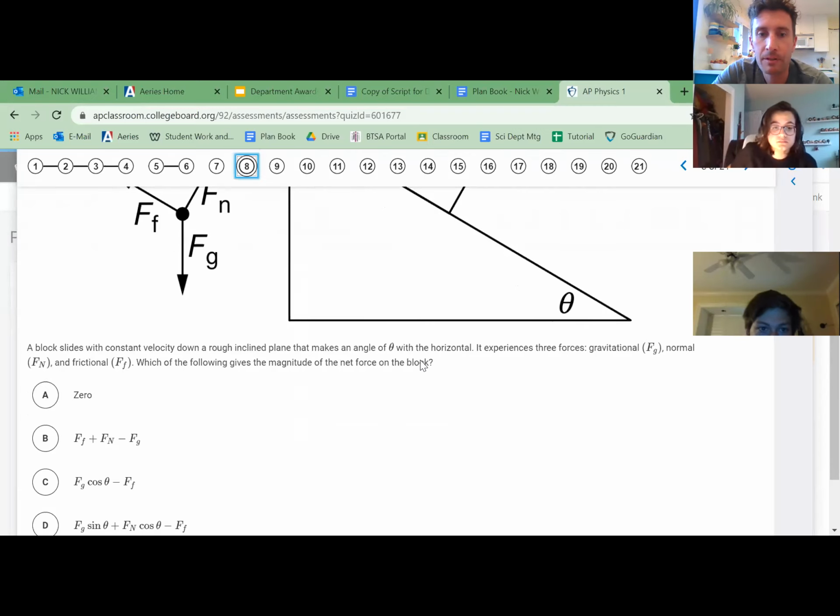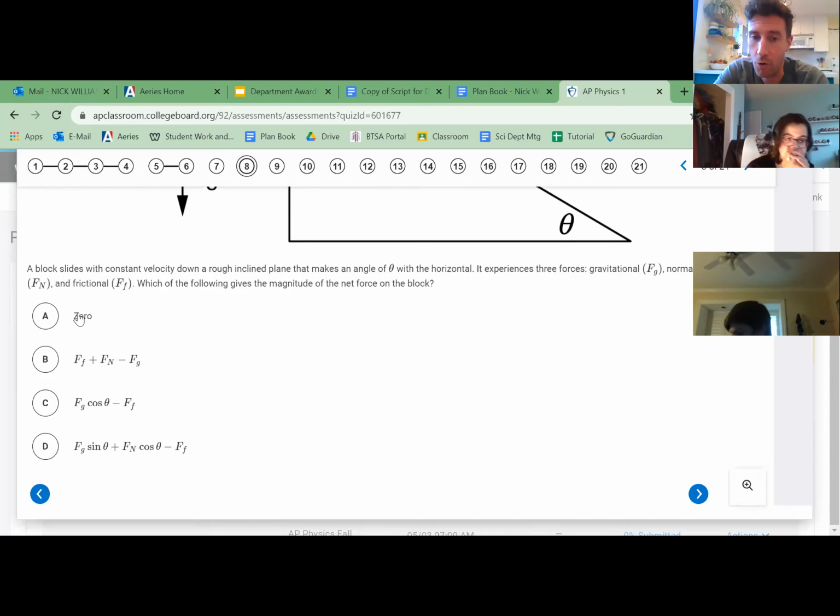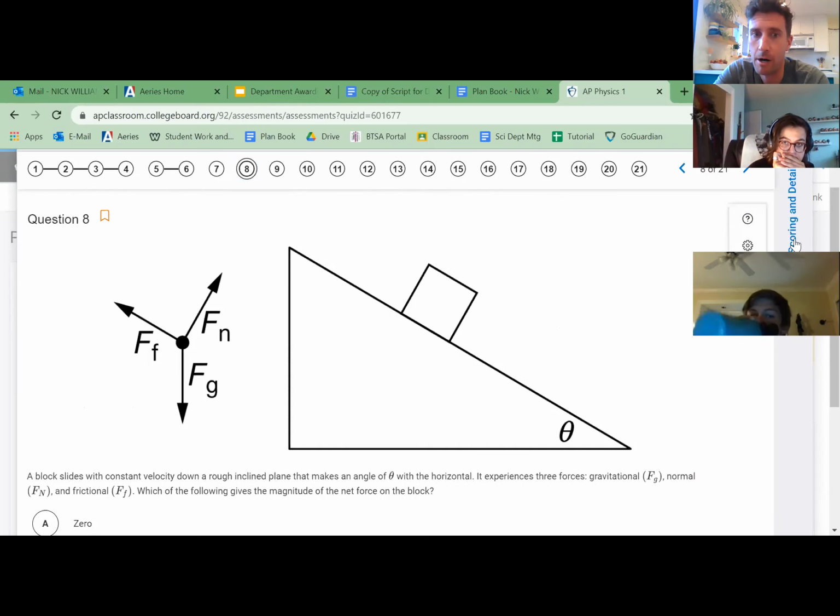Okay, so since it's moving with a constant velocity, that means it is not accelerating. So since it's not accelerating, it is moving downwards and to the side, but with a constant velocity. So I think because there's no net acceleration, because it says that there's a constant velocity, my default would be to go that there is no net force. And I'm not sure if I'm right.